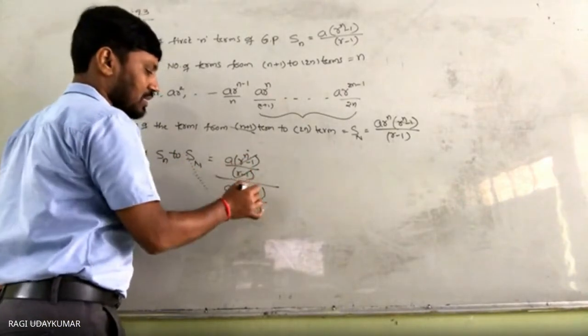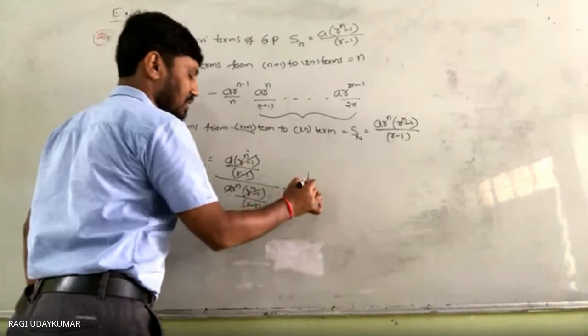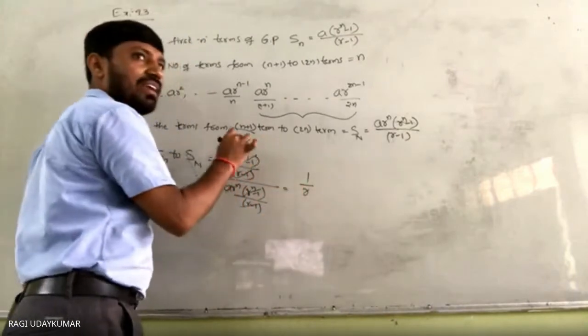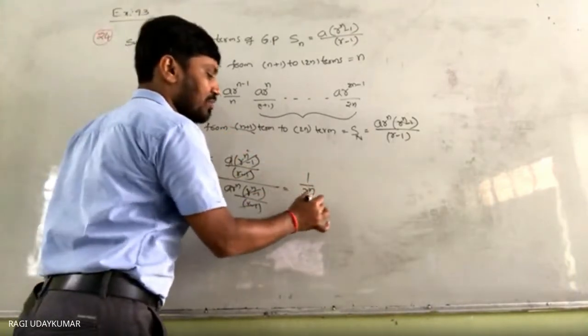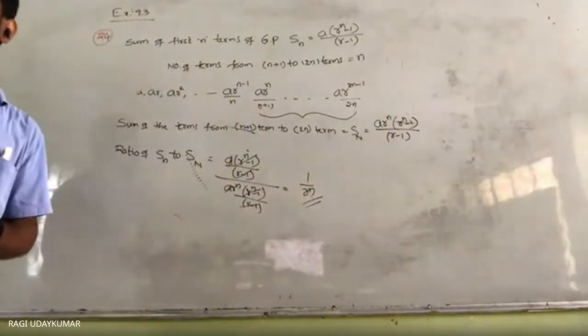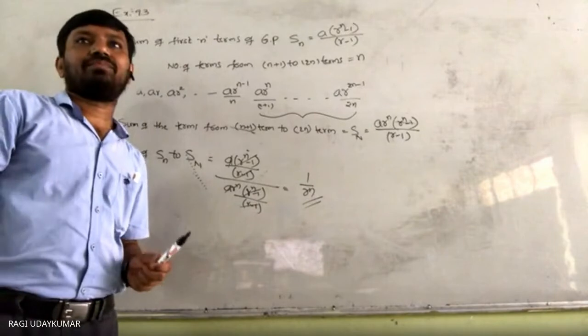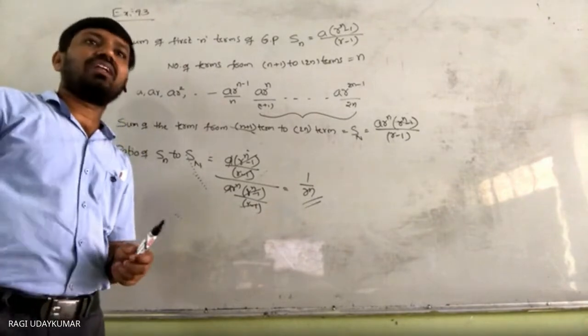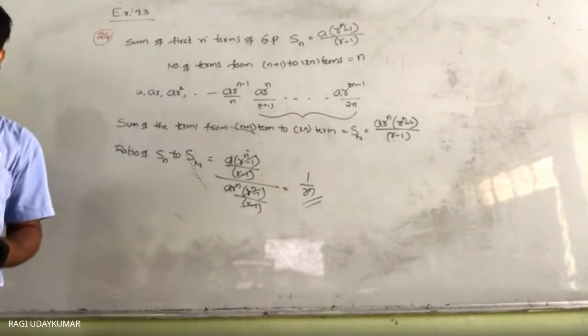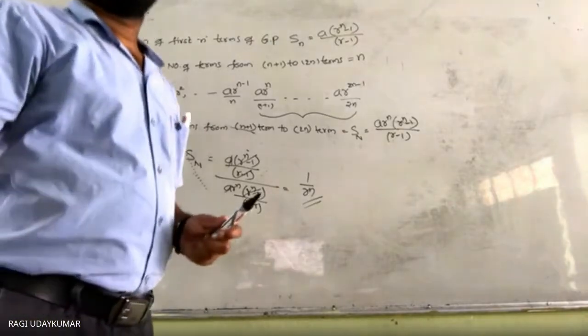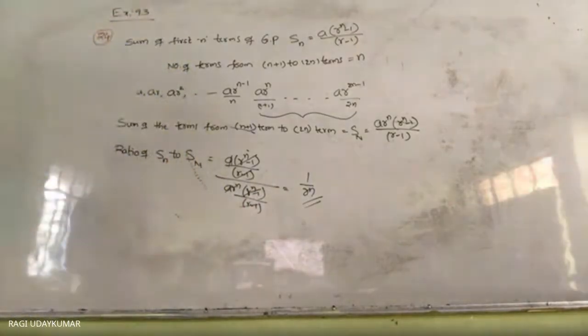So now what do you get here? This one, this one, this one. A will get cancelled. In the denominator, everything cancels, leaving 1 by r to the power of n. This is only r to the power of n. But when you are reading the question, there may be a little bit of confusion. Is it clear to you? Yes. Next, 27th question, see here. Look now.